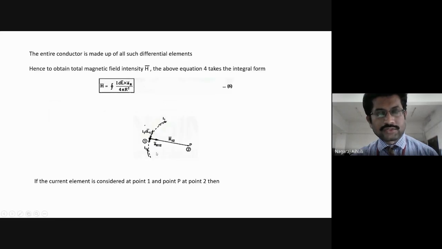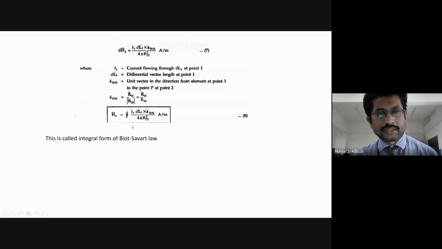And further, we simplified the equation and finally arrived at H2 bar is equal to the closed line integral of I1 dl1 bar cross AR12 bar divided by 4 pi R12 square ampere per meter. In terms of derivative, it is dH2 is equal to I1 dl1 cross AR12 bar divided by 4 pi R12 square ampere per meter. Let us solve a few examples on Biot-Savart law now.